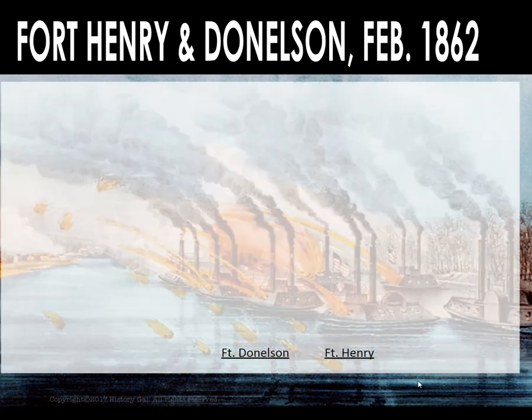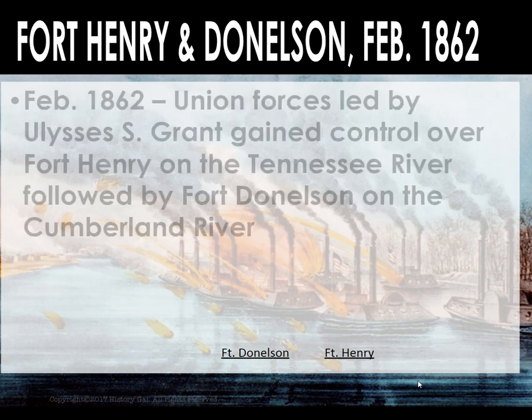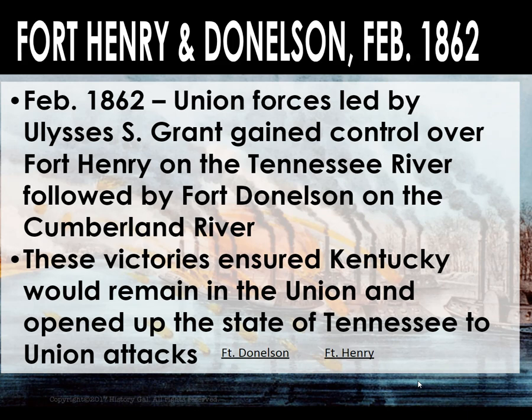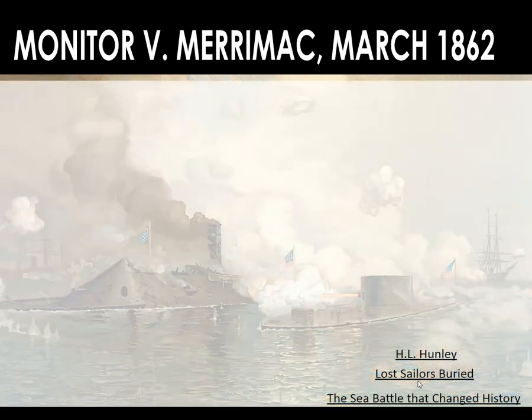Now, in the western part of this war, Fort Henry and Fort Donelson were very important forts to take and control the river valleys of Kentucky and Tennessee. The Union forces led by Ulysses S. Grant gained control of Fort Henry on the Tennessee River, followed by Fort Donelson on the Cumberland River. These victories ensured Kentucky would remain in the Union and open up the state of Tennessee to Union attacks.